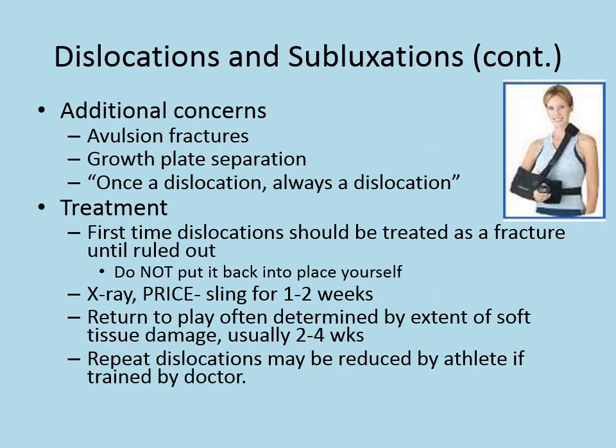Some additional concerns that we have about dislocations and subluxations are that when a joint comes out of place, especially for a first-time dislocation, we can get avulsion fractures. So on the way out, say the head of the humerus and the shoulder can knock a piece of bone off of the glenoid fossa where it normally sits, or you can get the bicep tendon tearing off a piece of bone or something along those lines.